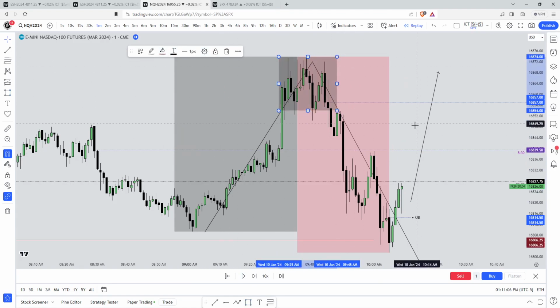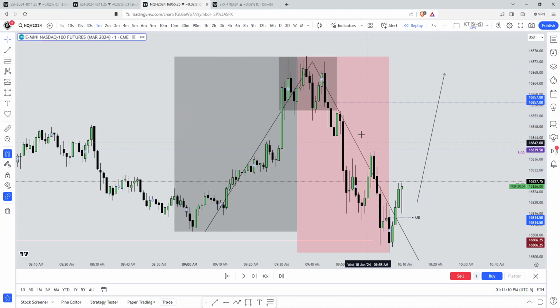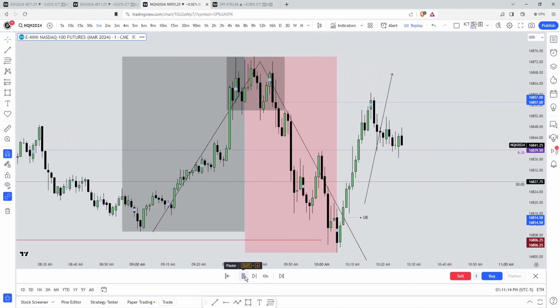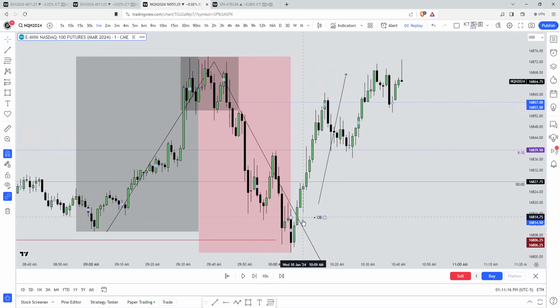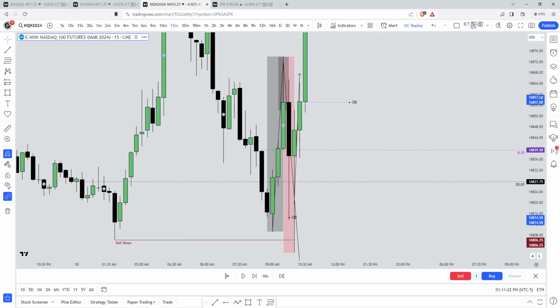So I'm anticipating for a market maker buy model to be in play where it takes out all of these old highs. So I'm anticipating for that, and price takes that out. But what happens when this lower time frame change in state delivery takes out this high up here? Well, now it turns into a higher time frame breaker.